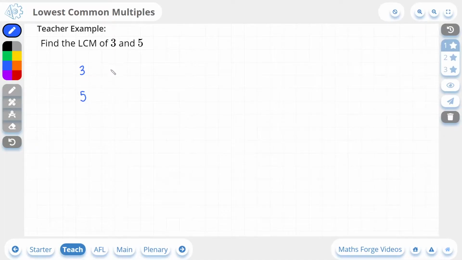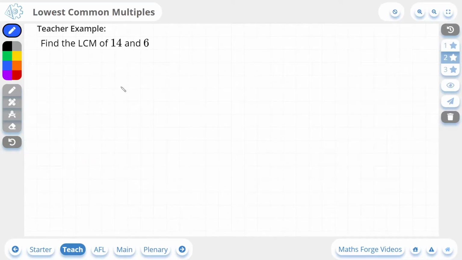So let's go up in the 3 times table. 3, 6, 9, 12, 15. Now I know that 15 is also in the 5 times table, so I'm going to stop there. And let's go up in the 5 times table. 5, 10, 15, and I stop. This is the lowest multiple of 3 and 5 that they share. This is the lowest common multiple. So the answer here I would write down as 15. And if we check our answer, there it is.